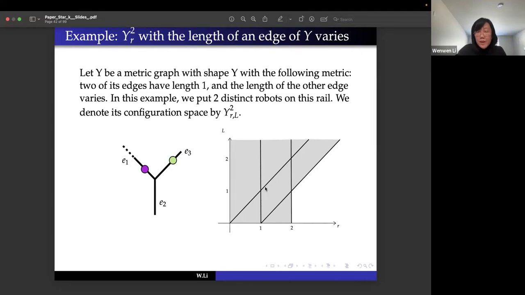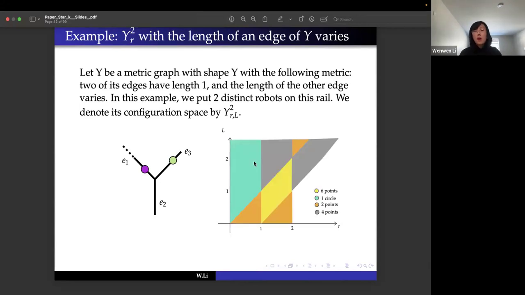Now we just pick one point from each region. By the way, we call those regions chambers. So we pick one point from each chamber to compute the homotopy type, and we get the picture. For example, any point in this blue chamber is homotopy equivalent to S1. Similarly, for any point in this yellow region, the configuration space with the given parameter is homotopy equivalent to the space of 6 points.